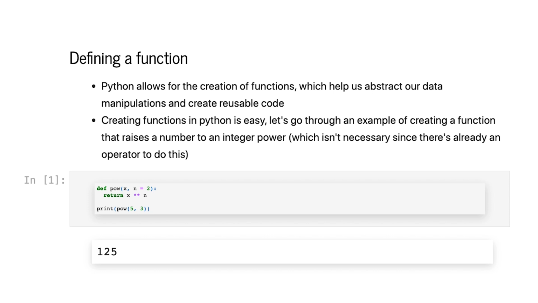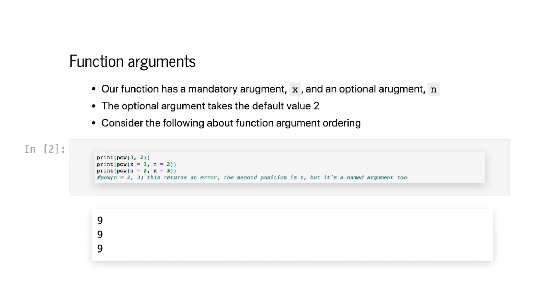And then I put a print statement there because the Jupyter Notebook that I'm working in requires that. So just a reminder, our function has a mandatory argument x and an optional argument n, and the optional argument takes the default value 2, and so you can just put an equals 2 for whenever you want an optional value.